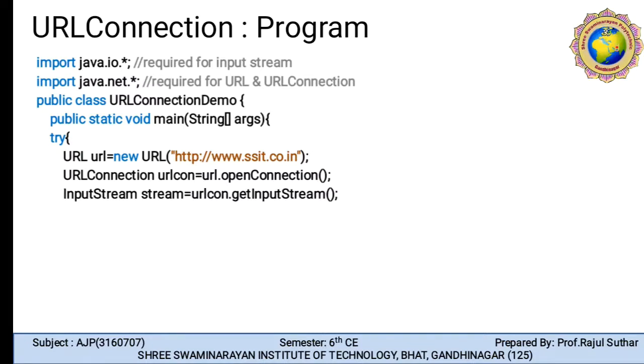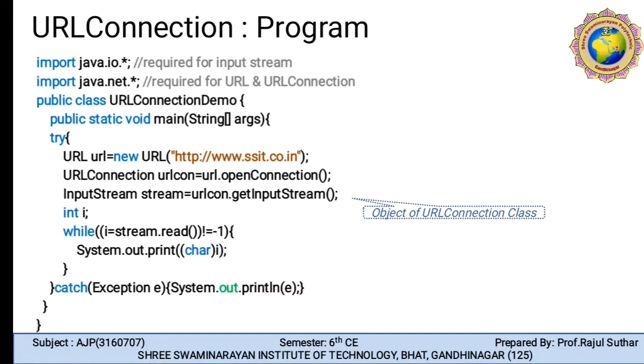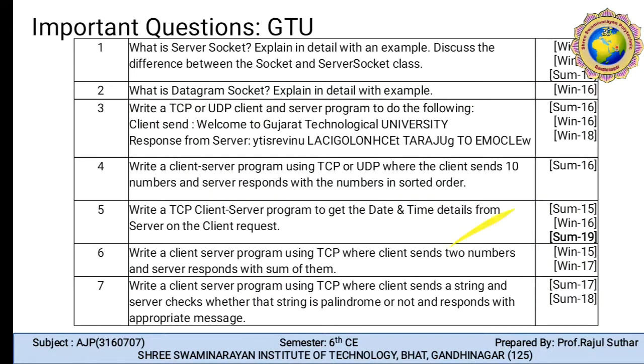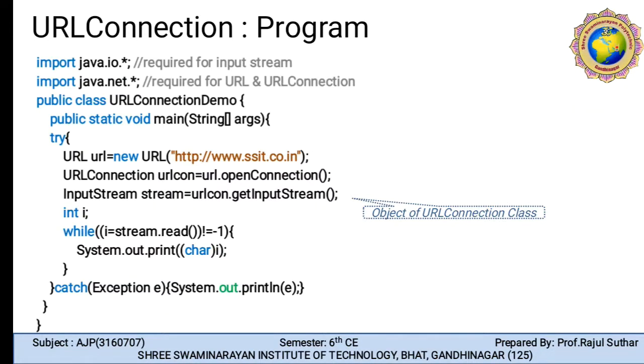InputStream stream is equal to urlcon.getInputStream() to read the data from the object of the URLConnection class. Integer i, while i is equal to stream.read() not equal to -1, so we read the character, System.out.println with the character. Otherwise catch exception, System.out.println and we print it. This program we will also discuss in our practical session.